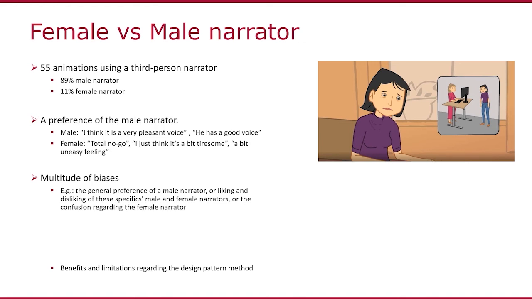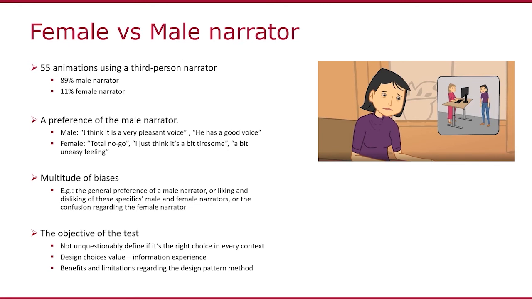So there would be a multitude of biases in this test. For example, the reason why they chose the male narrator could be because they have a general preference for a male narrator. It could be that they like or dislike these specific male and female narrators. Or it could be that in the test there was a confusion regarding the female narrator. Some of the citizens thought that when the female narrator was speaking, it was the woman's thoughts, because the protagonist was also a woman.